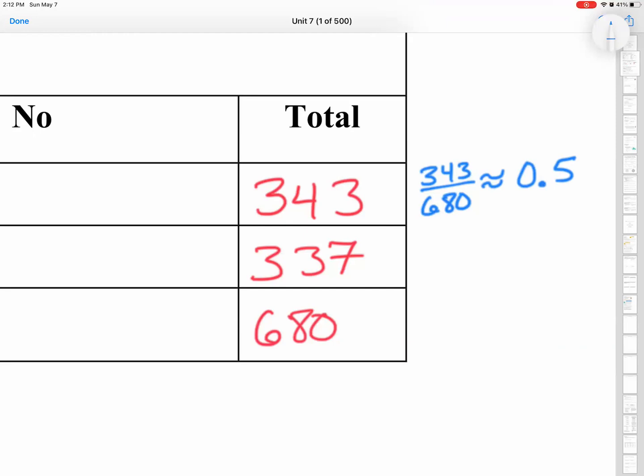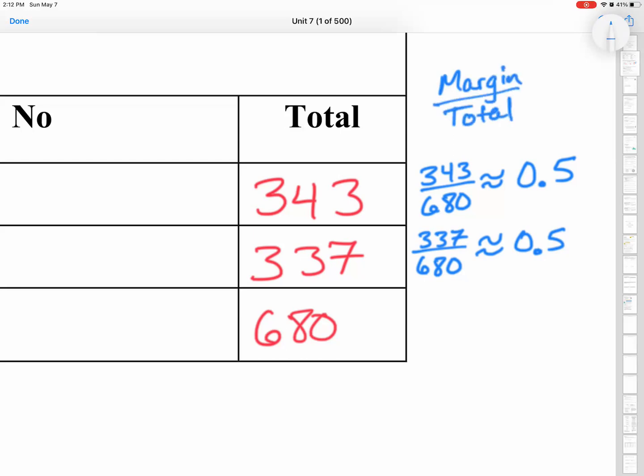Now for the seniors, we have 337 of them divided by 680. So again, 337 of those seniors out of 680. It comes to be also like 0.4955. So essentially it's about 0.5 as well. Okay, but that's how you find the marginal distributions. So you just take the margin and then divide it by the total. So margin divided by the total. Okay.